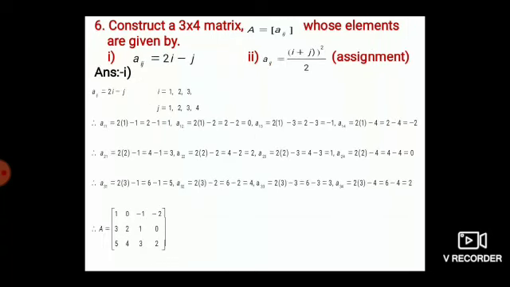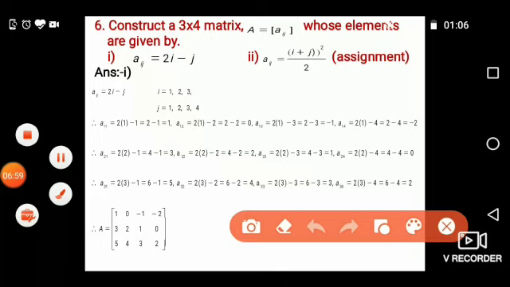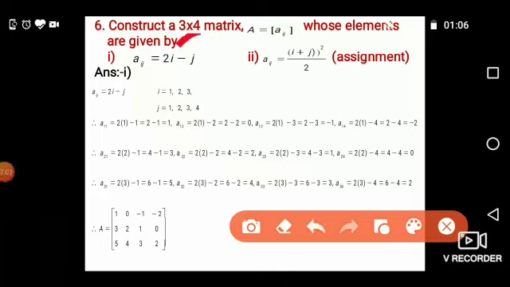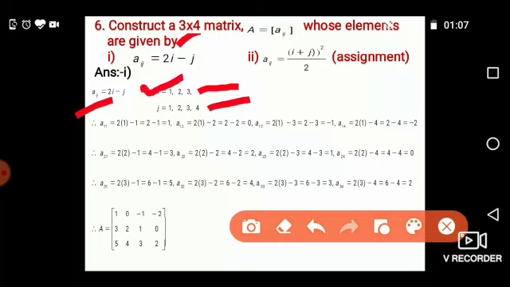Moving to the next example, construct a matrix of order 3 cross 4, 3 rows and 4 columns, where Aij is equal to, once again, the element 2i minus j. Since this matrix contains 3 rows and 4 columns, the values of i are 1, 2, 3, and the values of j are 1, 2, 3, 4.